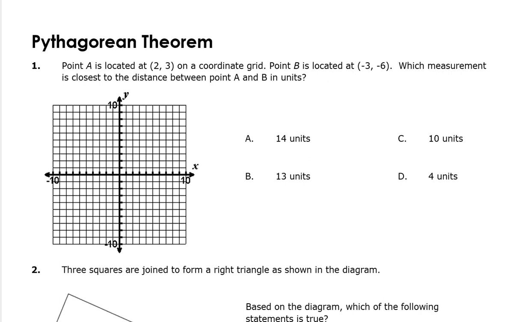Okay, so in this video, we are looking at your STAAR booklets. Number 1, point A is located at 2, 3 on a coordinate grid. Point B is located at -3 and -6. Which measurement is closest to the distance between point A and B in units?